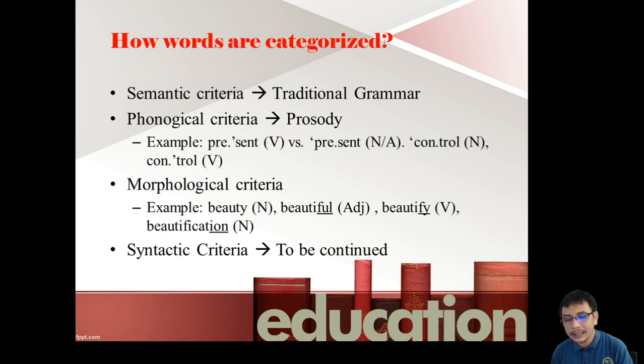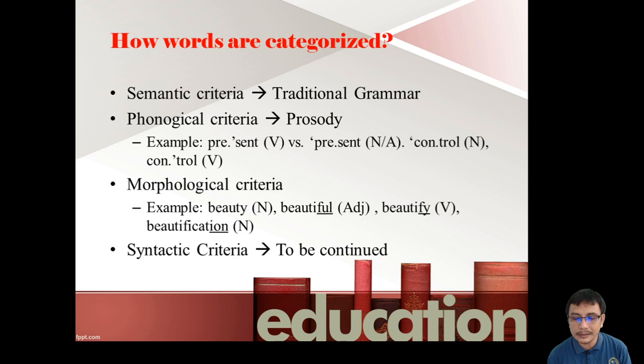For example, in a word like present, where the stress is put on the second syllable, native speakers of English know that it is a verb based on the prosody, or based on the stress put on the syllables. In contrast with present, where the stress is put at the beginning of the word, on the first syllable.